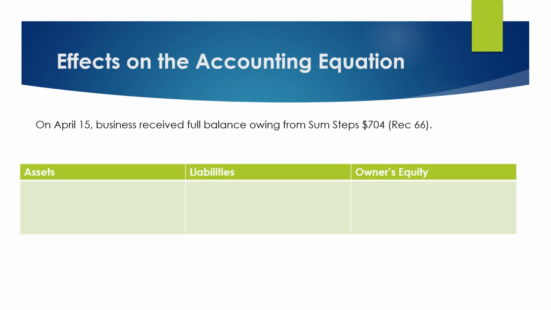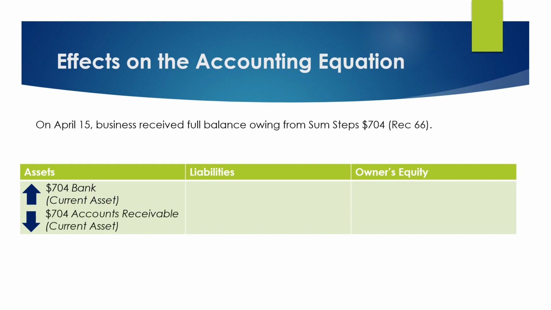column. Let's also have a look at the effects of the transaction on the accounting equation. On the 15th of April, the business received full balance owing from Some Steps, totaling to $704. Firstly, there's an increase in assets by $704 because of the increase in bank balance. There is also a decrease in assets by $704 because our accounts receivable now owes us less.